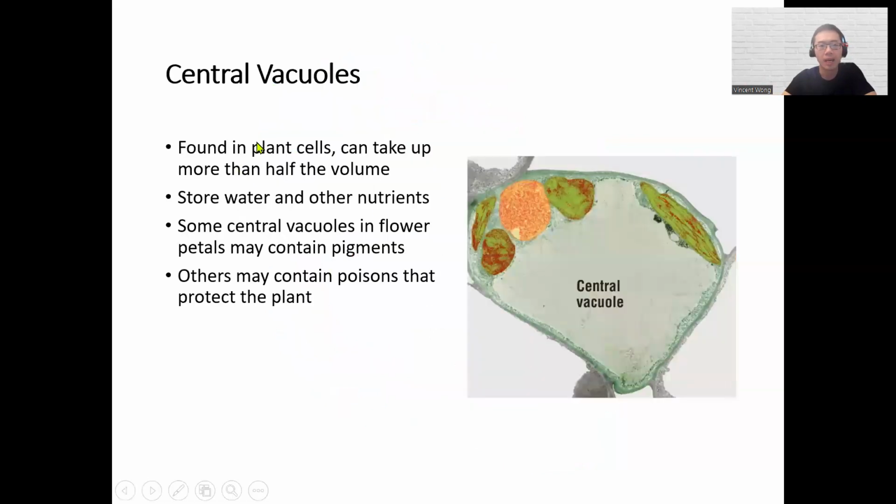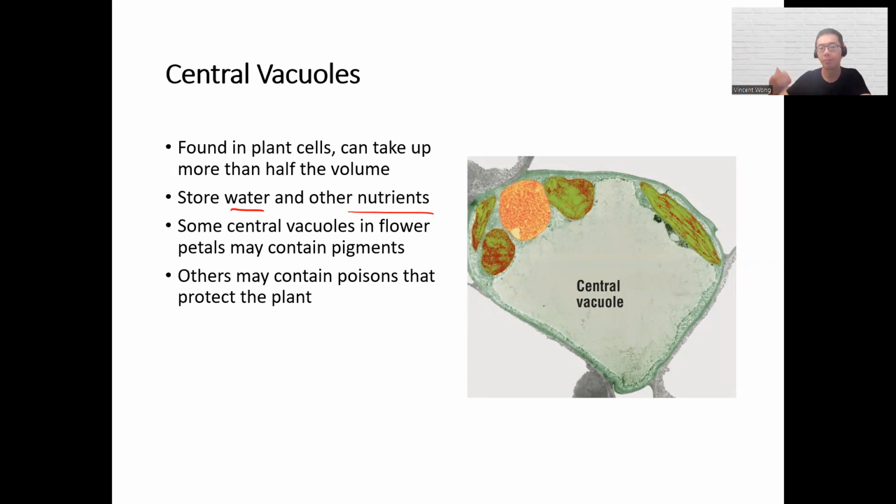So over here, we have what's called a central vacuole. A central vacuole usually takes up a lot of space within the cell. Right here, I would say 80 to 90% of the cell is made up of the central vacuole in this particular case. And the function of the central vacuole is to store water as well as other nutrients for the plant cell.